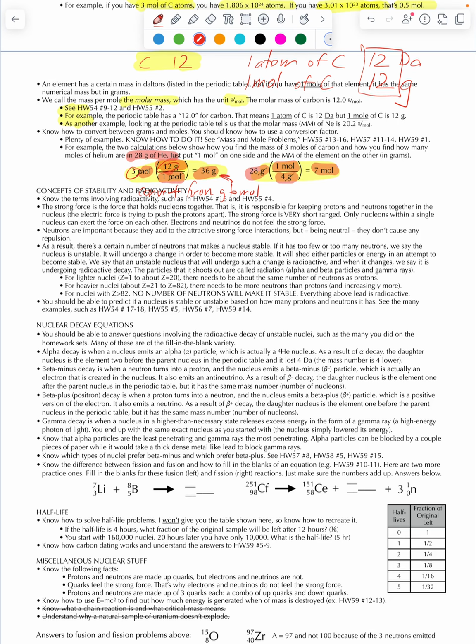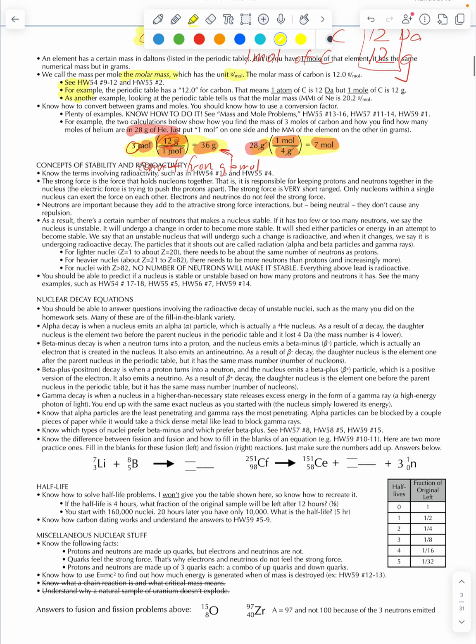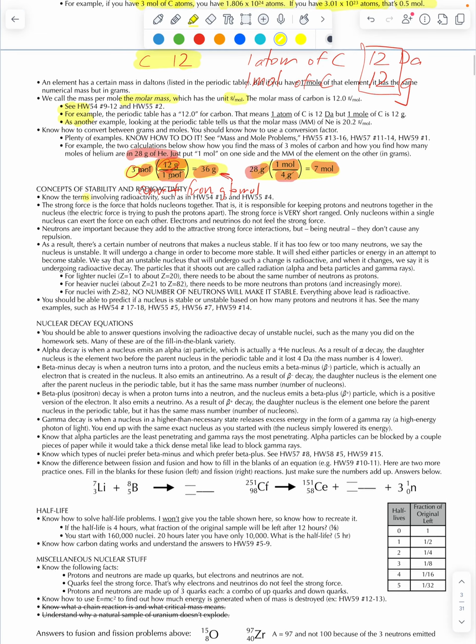All right, radioactivity. What I might do is not give you a little mini lesson here. I want to move on to the problems soon. And the problems are pretty much what I'm going to explain anyways. So I'll probably save that, but maybe just highlight some ideas here without actually doing the problems. Know the terms involving radioactivity. We'll go over that. Just know that the strong force is the force between protons and neutrons that holds the nucleus together. The electrons do not experience the strong force.